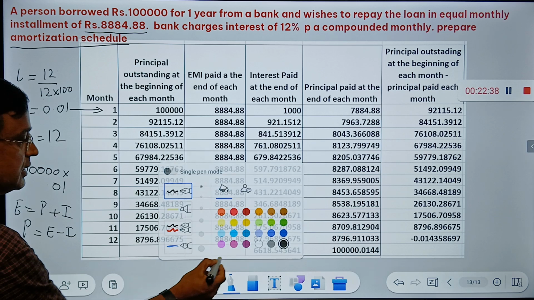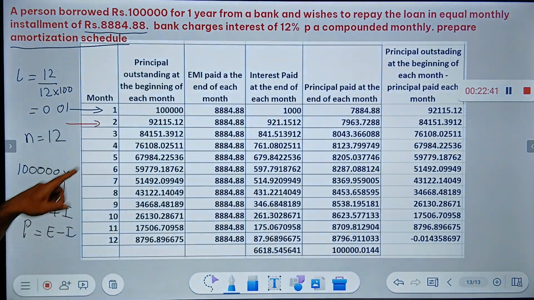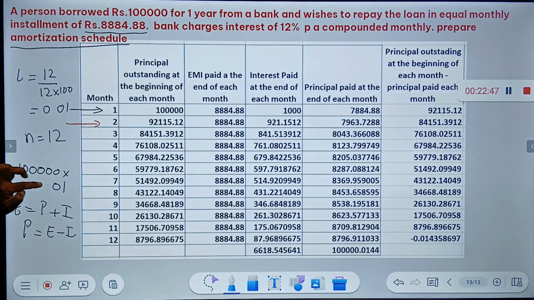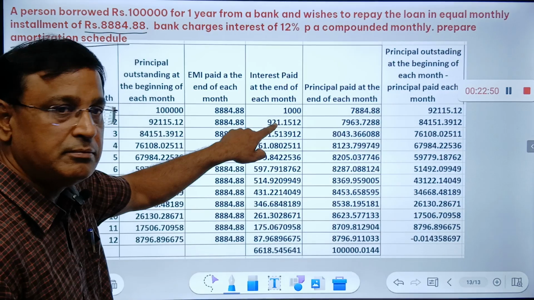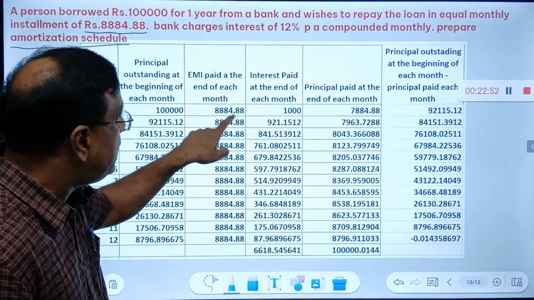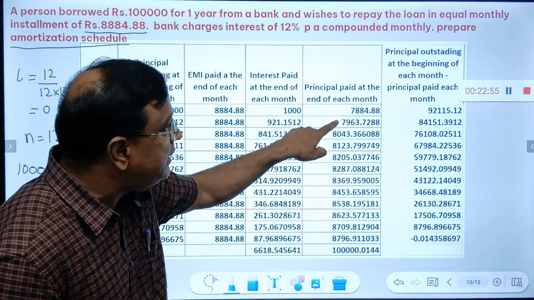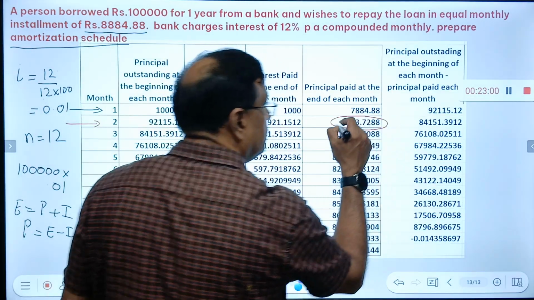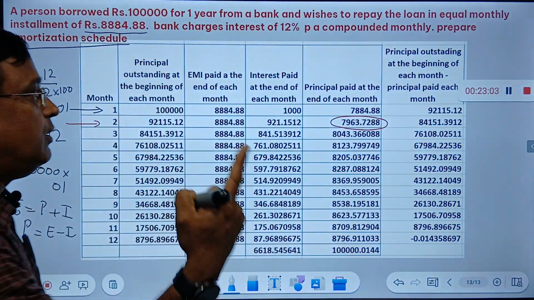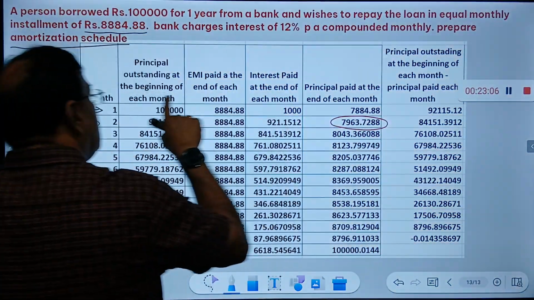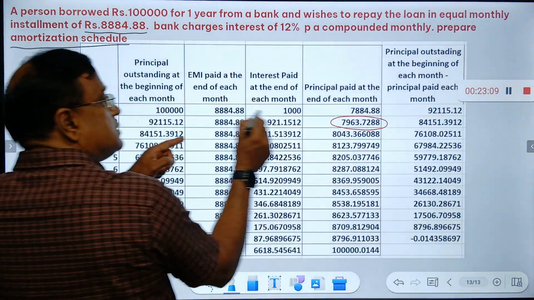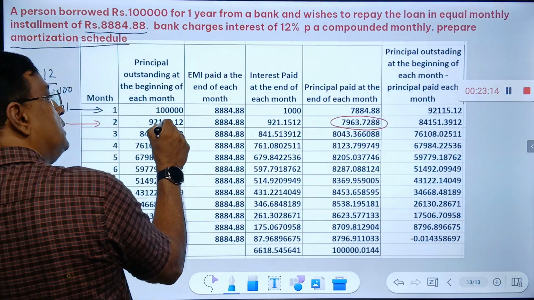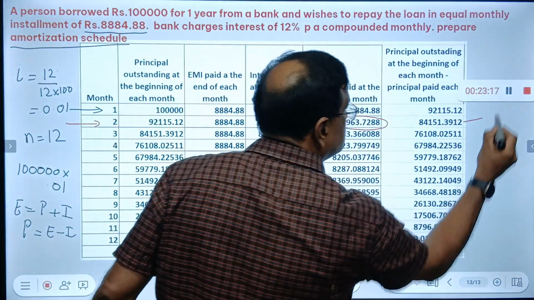Now have a look at this second line. This will be the principal for the next month. You are paying EMI. You calculate 0.01 of the principal, and that will be the interest. Now EMI minus interest gives you the principal paid at the end of each month. This is the amount that you have contributed to the principal. This is your old principal and this is what you have contributed. Since you have contributed this, what will be my new principal? This minus this will give you the new principal.